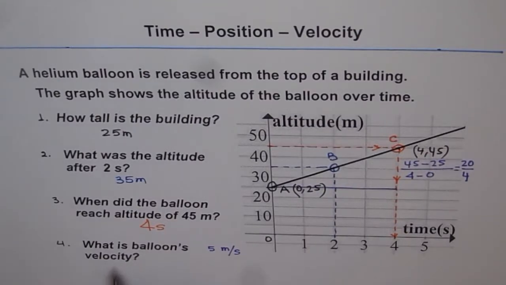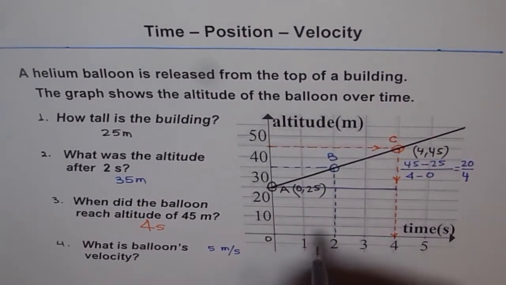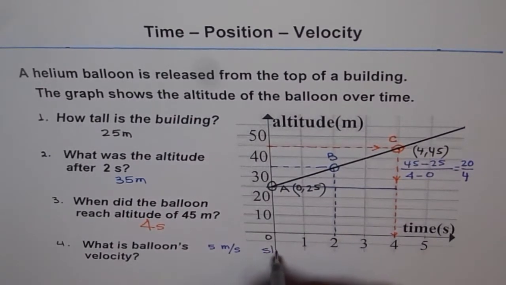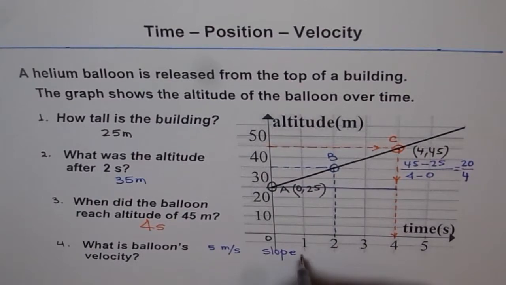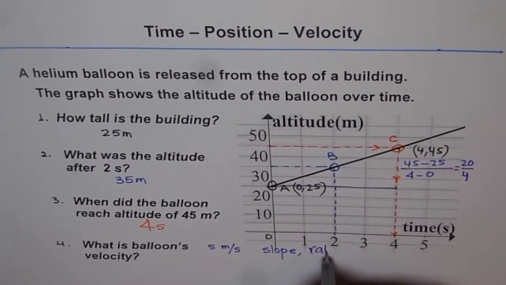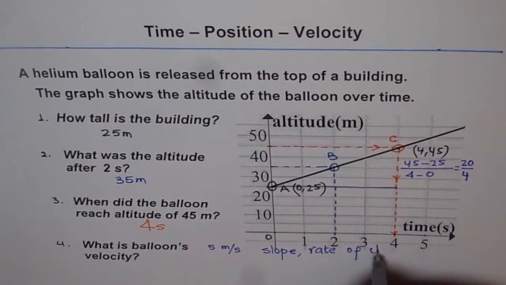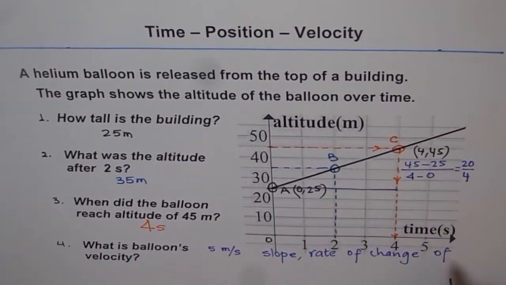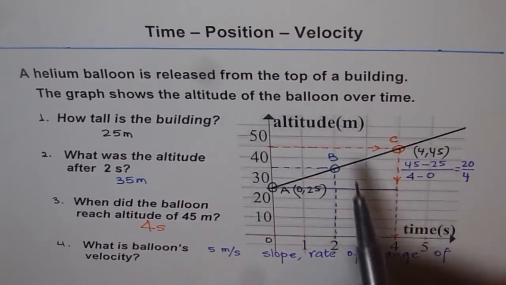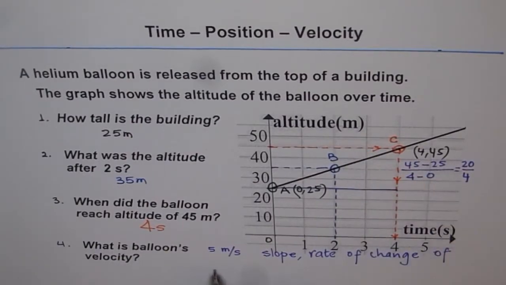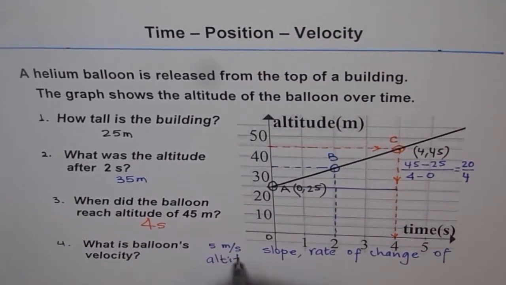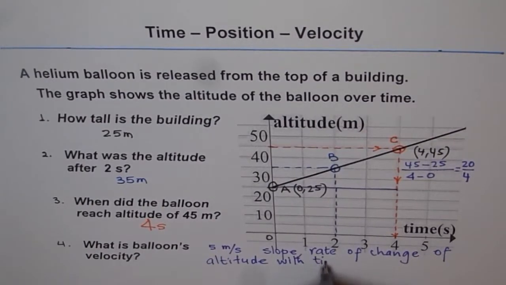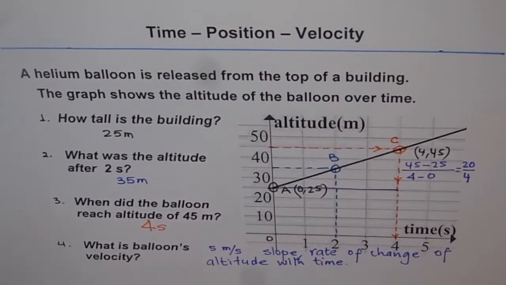So how did we calculate? Velocity is slope between any 2 points. So we can write slope, or rate of change. Rate of change of what? In this case, rate of change of altitude with time. So that is what velocity is.